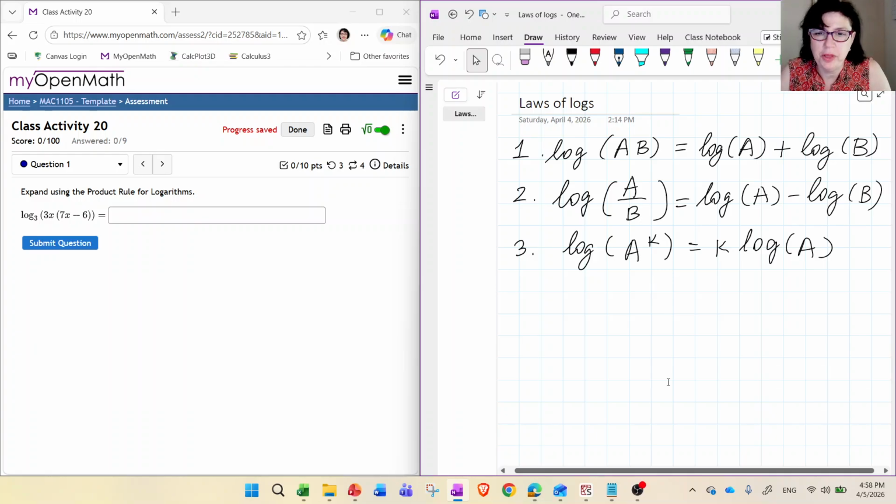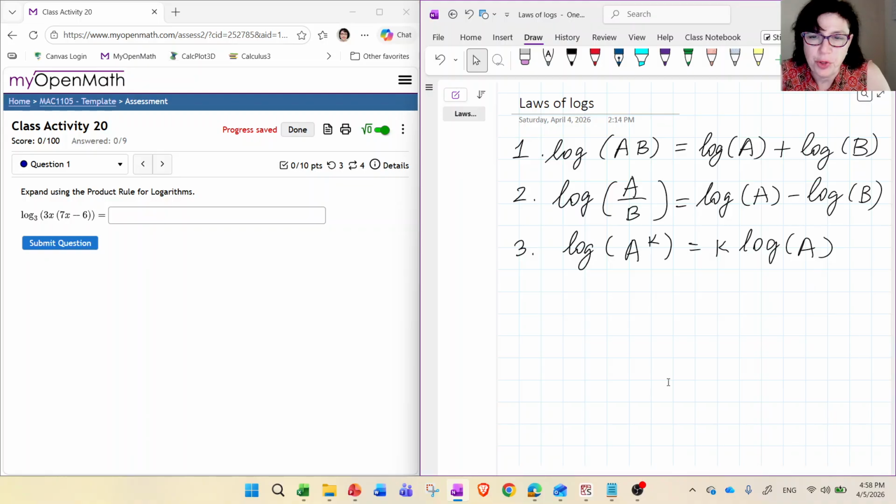We have the following three properties of logs. The first one is called the product property, which is the log of a product. So here we have the times, which is the default operation, and we don't have to write it, but it's there. And that can be written as the sum of two separate logs, so log of A plus log of B. And then property number two is the quotient property of logs, which is log of A over B becomes the difference between the individual logs.